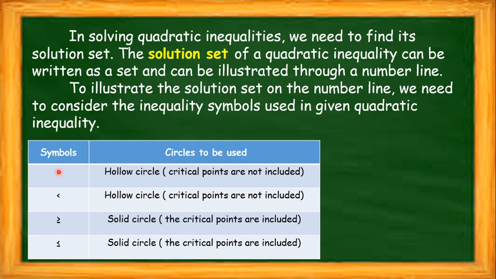So if the symbol is greater than, okay, we use the hollow dot. And it says that critical points are not included. Also, in the symbol less than, we use the hollow circle and the critical points are not included. In greater than or equal, we use the solid circle or the shaded circle. Shaded, meaning the critical points are included. And for the less than or equal, we also use a solid circle. It means that critical points are included.